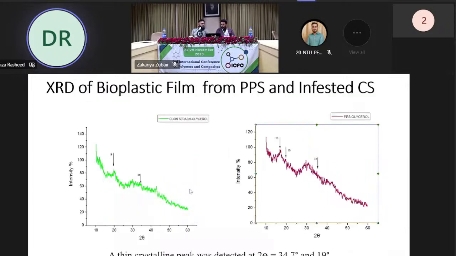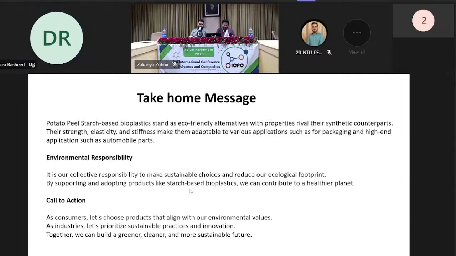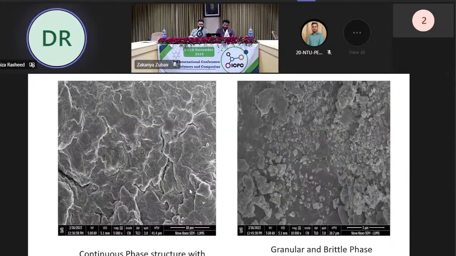And then XRD for the confirmation of some specific peaks, and then FTIR analysis was done. So later on, this work is still going on in process also.